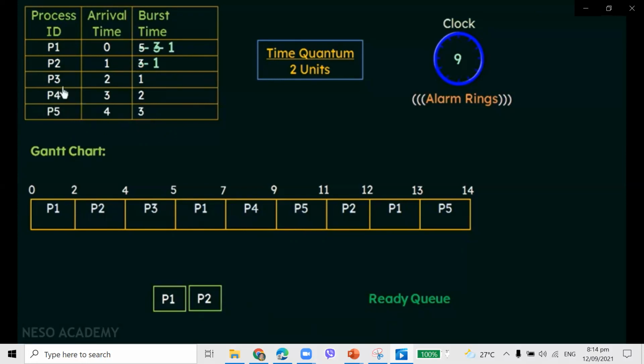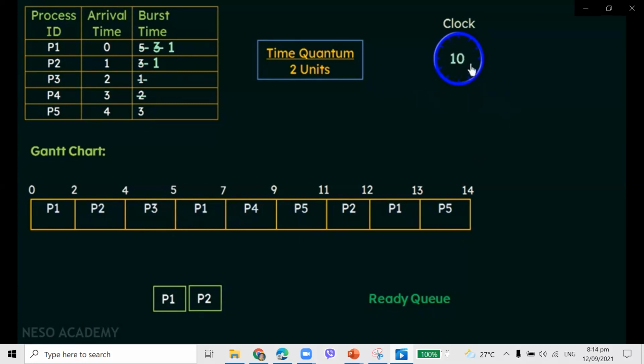So the other processes, P3, we see that P3 already completed, and P4 also we saw that it already completed. So let's just strike them out. So at time 9, what will happen? P5 got the CPU and it is beginning its execution. So now let's go to the next unit.